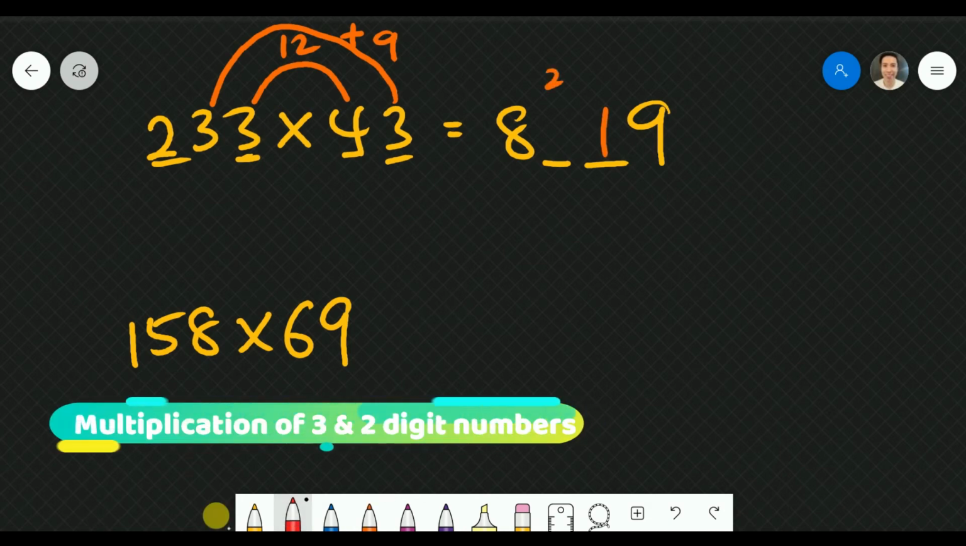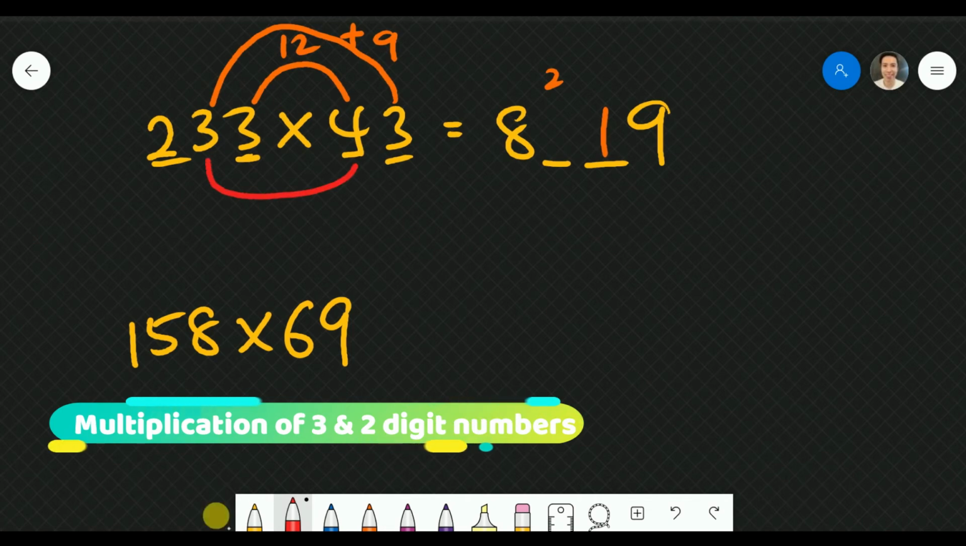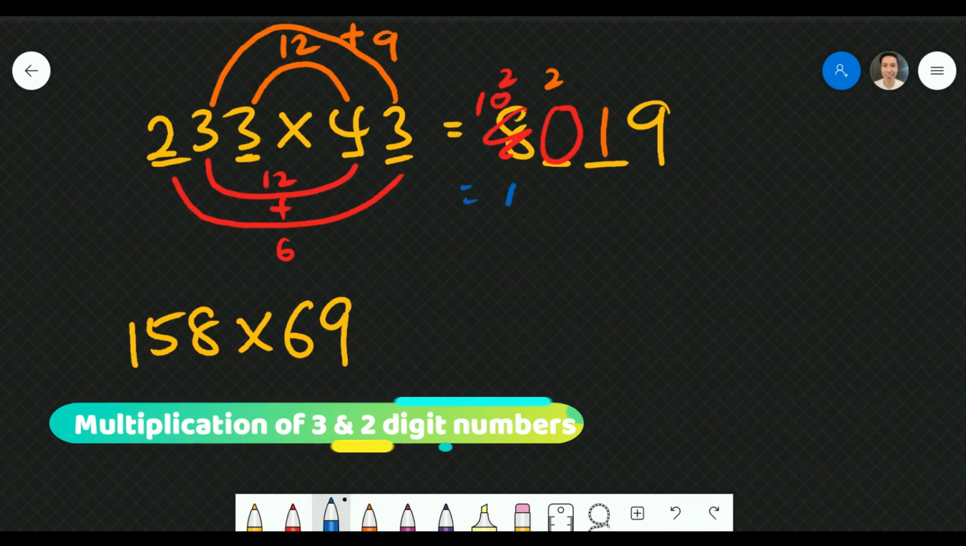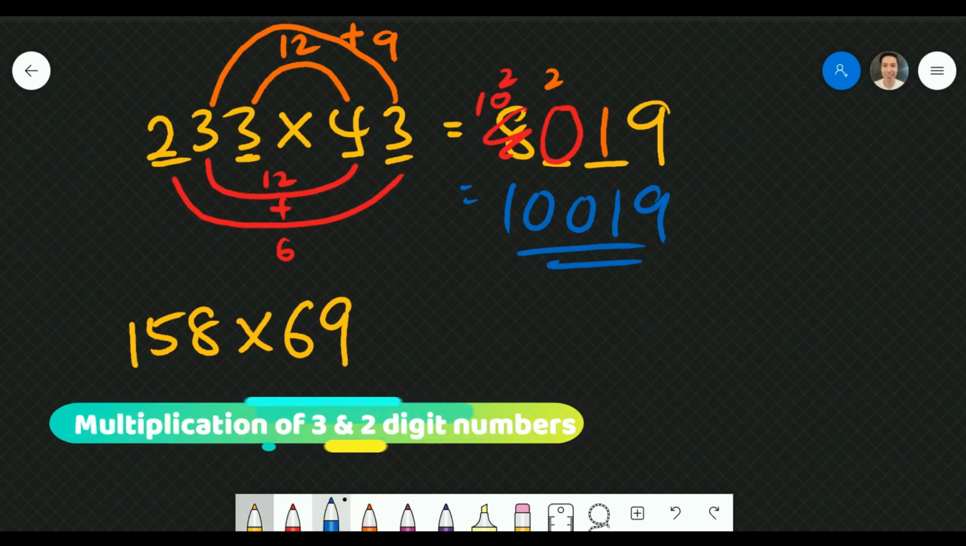Next, the next curve, start from 4, draw the 3 here, and then 3, draw the 2 here. So 4 times 3 will give you 12, 3 times 2 will give you 6, you add these 2 together, will give you 18. 18 then plus 2 here will give you 20, right? 20 you put the 0 here, then you put 2 here. So 8 plus 2 will give you 10. So your final answer will be 10,019. Alright?